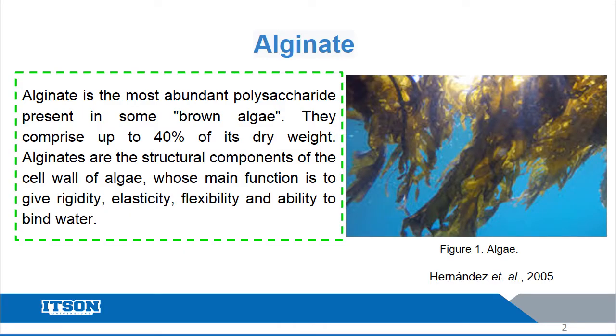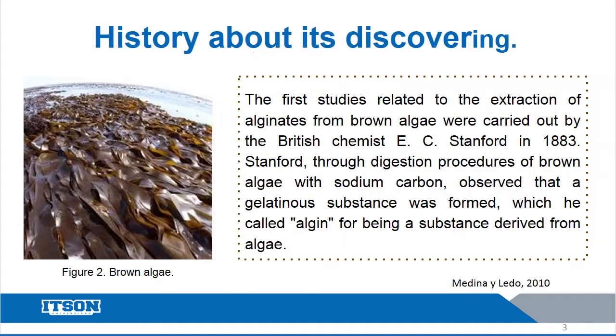As a small introduction, alginate is the most abundant polysaccharide present in some brown algae. They comprise up to 40% of its dry weight. Alginates are the structural components of the cell wall of algae, whose main function is to give rigidity, elasticity, flexibility, and ability to bind water.